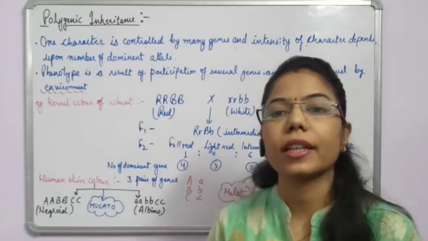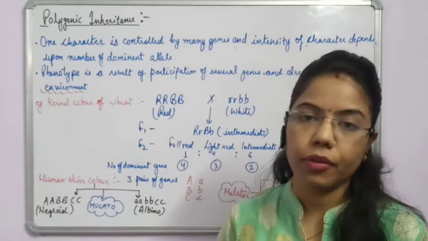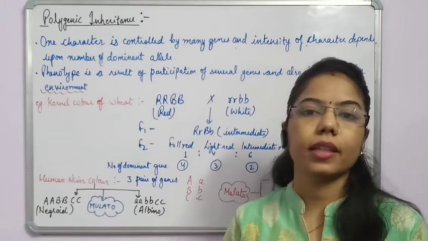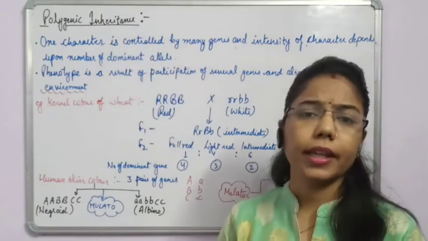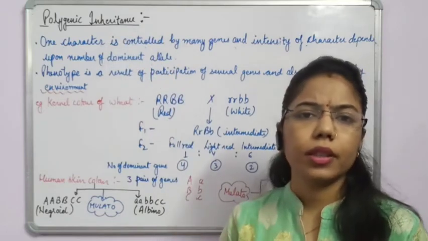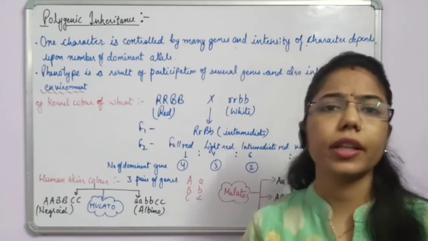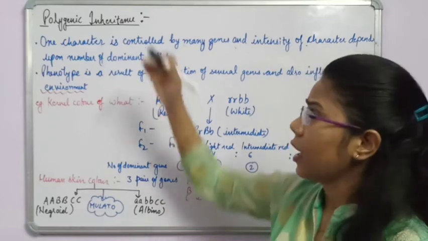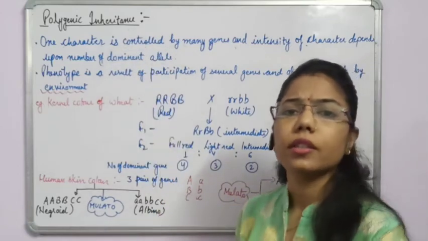Hello students, welcome back. Today we are going to start another topic of chapter 5, Principles of Inheritance and Variation. The topic is polygenic inheritance. Now, before going through the topic, we will discuss what inheritance is. If you recall the definition of inheritance, it is the transfer of character from parents to the subsequent generation.